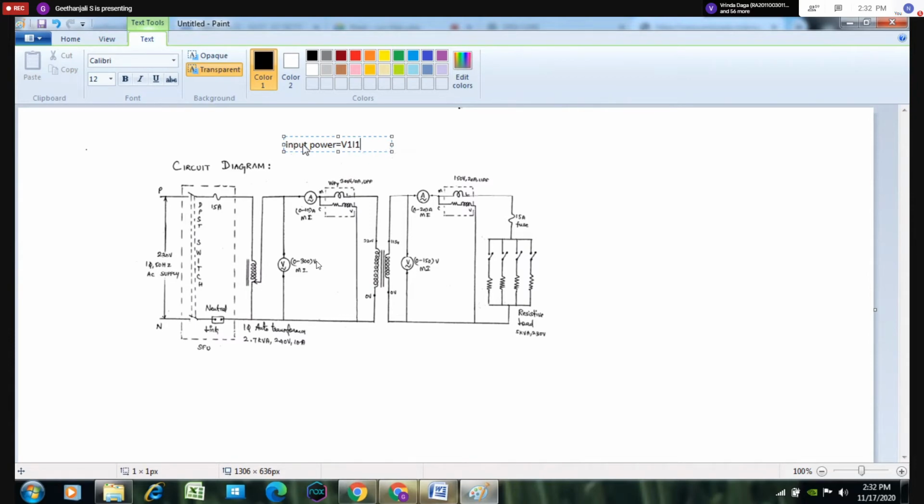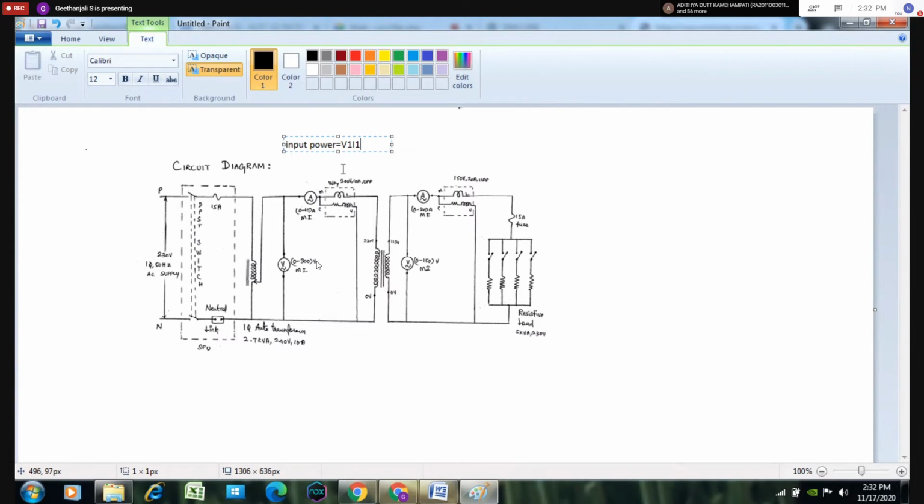V1 means what? This is V1. Always the one represents the primary side, and always the two represents the secondary. So where will you obtain this V1? You can obtain this V1 from this voltmeter. The I1 you can obtain from this ammeter. The one represents the primary side.